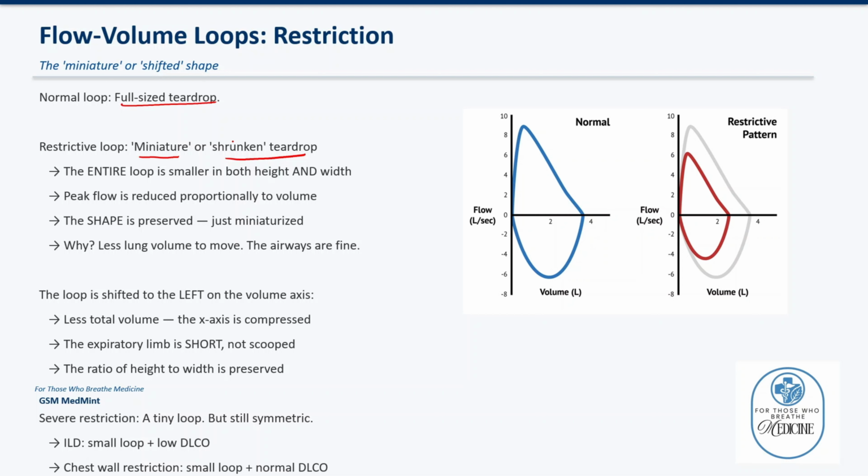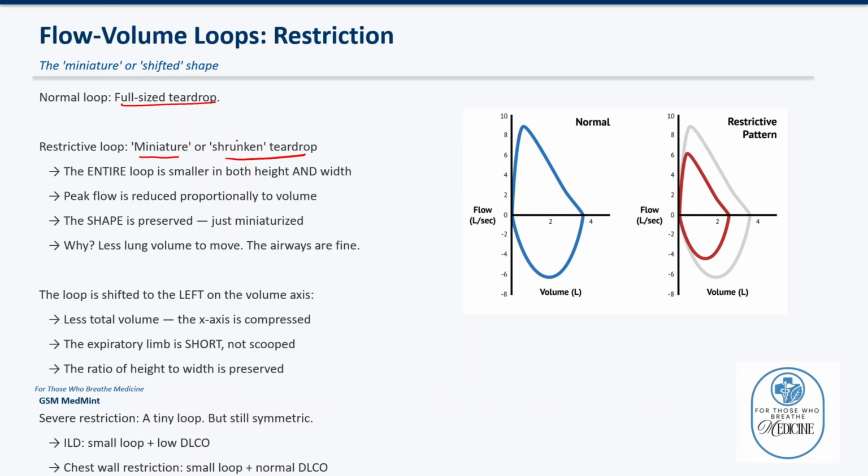Why? Because there is less lung volume to move, so the airways move fine. The airways are fine. There is no collapse during expiration. The problem is simple: there is less total capacity. The loop is shifted to the left on the volume axis, with less total volume. This means the x-axis is compressed. So the expiratory limb is short, not scooped. The ratio of height to width is preserved. If you scale up the restrictive loop, it would be normal.